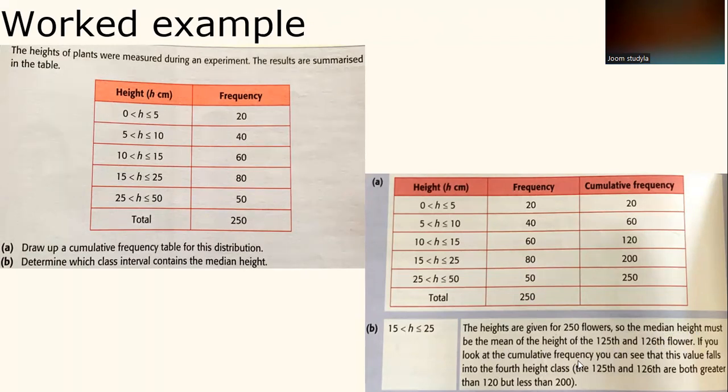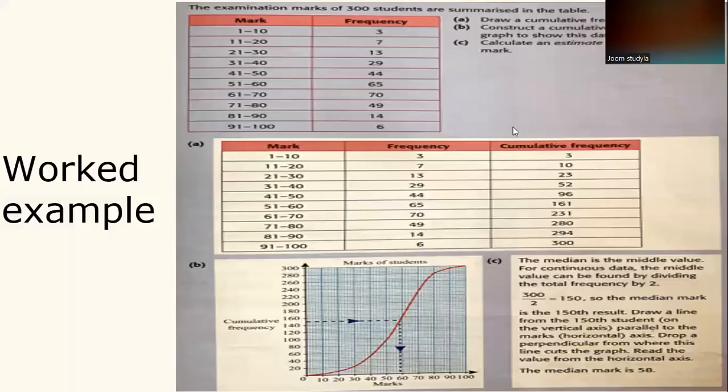If you look at the cumulative frequency, you can see that this value falls into the fourth height class. 125 and 126 are both greater than 120 but less than 200. So the answer is in between the third and the fourth. This is the answer for question B.